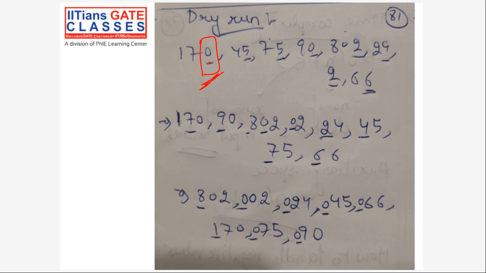Now what you'll do is you'll take the next bit. You started with this bit, there are three more bits, so you'll take the next bit and again sort it. So now I have underlined the second bit starting from the right. All right, so now you sort according to this. So basically this will say 802 will come.